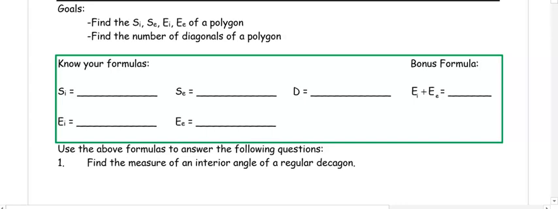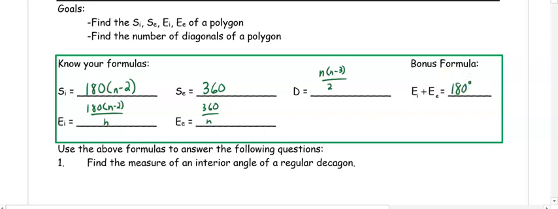To find the sum of interior, it's 180 times n minus 2. To find each interior angle, it's 180 times n minus 2 over n. The sum of exterior angles is 360. Each exterior is 360 divided by the number of sides. Our diagonals is n times n minus 3 divided by 2. And remember that each interior plus each exterior forms a straight line, so together they equal 180 degrees.